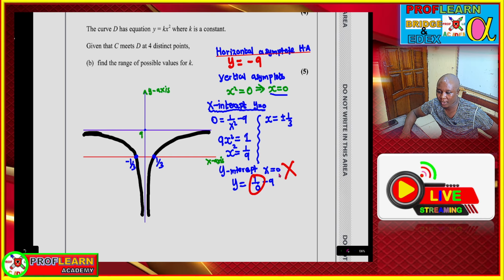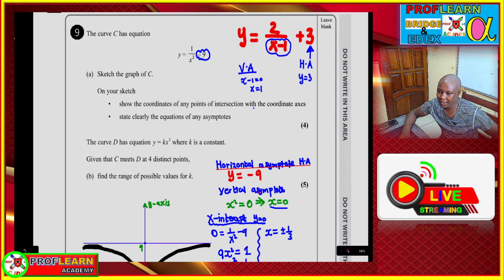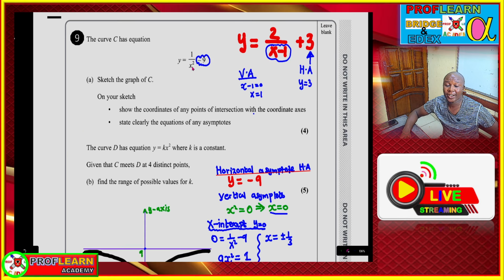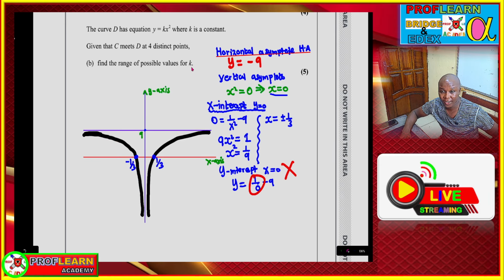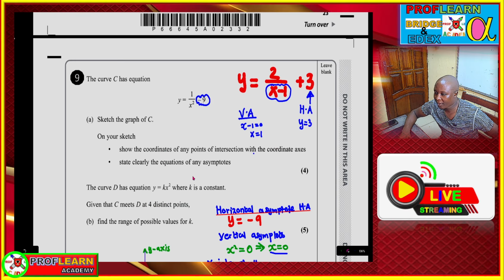The y-intercept happens where x is 0, but if you put x equal to 0 in the denominator here, the function becomes undefined. And when the function becomes undefined, it means there is no y-intercept, right? So once you have identified the x-intercept and the asymptotes, the graph will look like that.